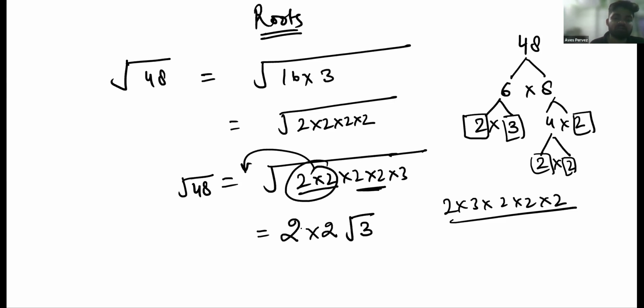One pair comes out, and another pair comes out, and this will be written as 2 into 2 root 3. So root 48 can be written as 4 root 3. Okay, note it down.